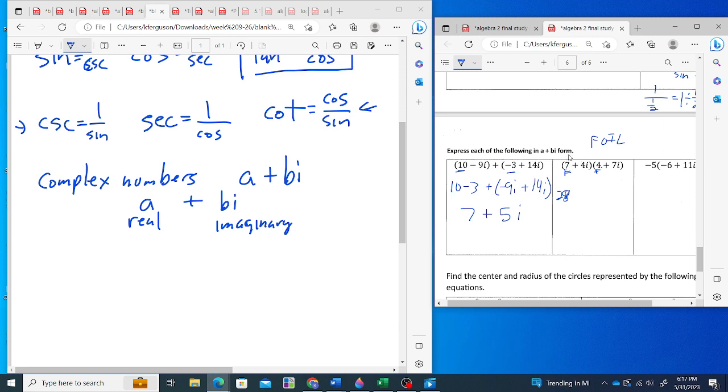Then I've got my outer terms. My outer terms are this 7 and this 7i. So 7 times 7i is 49i. Then I have my inner terms. That's the 4i and the 4. So that's 16i. And then the last terms, my 4i and my 7i, that's going to be 28i squared, because i times i is i squared. Now you need to remember that i equals the square root of -1 and i squared equals -1.